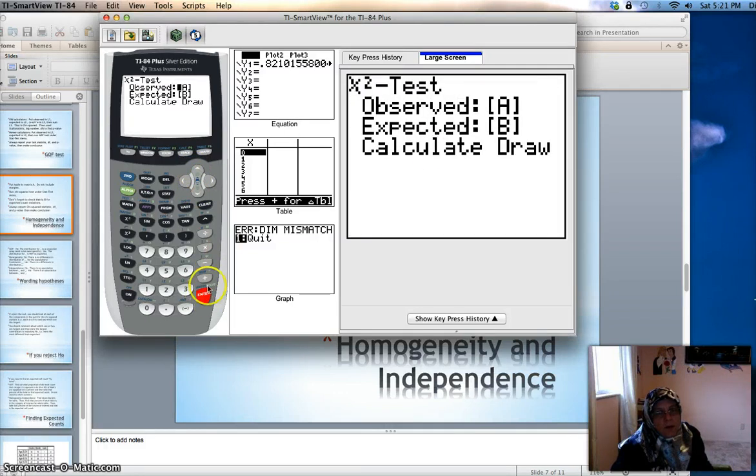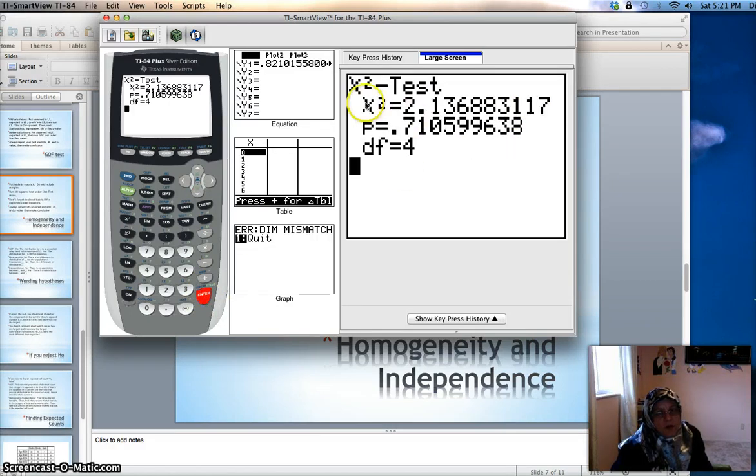All right, and then you would say the observed I put in A, this is where I want the expected in B, and then you would say calculate. And so I have a chi-squared statistic, very small, 2.13. Usually chi-squareds are much bigger than t's or z's. P-value of 0.7, so very high p-value, we would fail to reject the null. Degrees of freedom is 4.